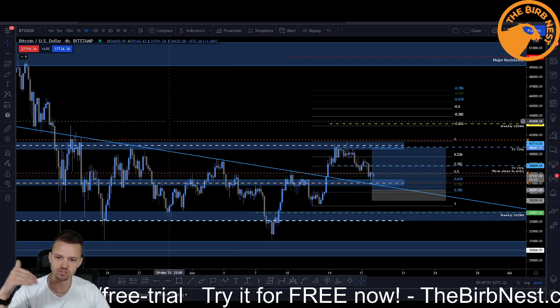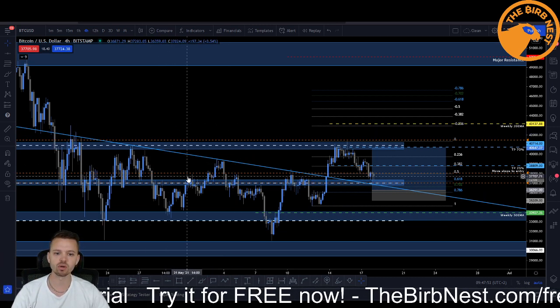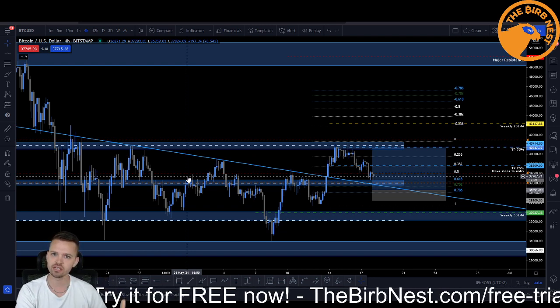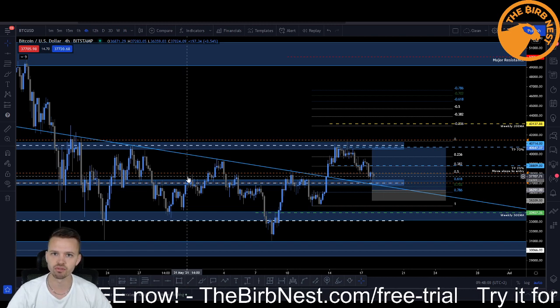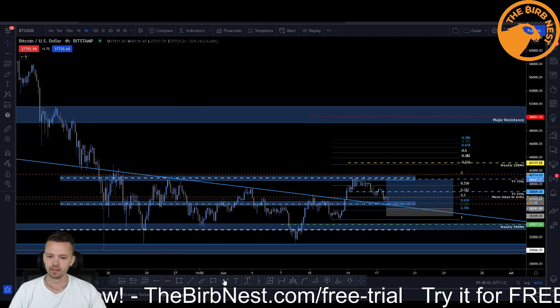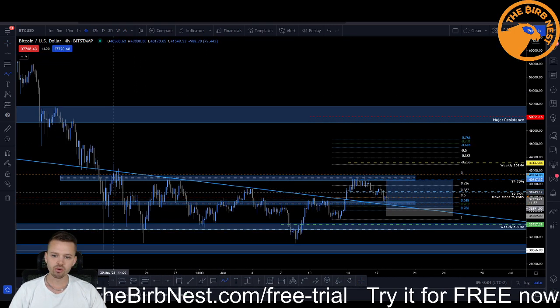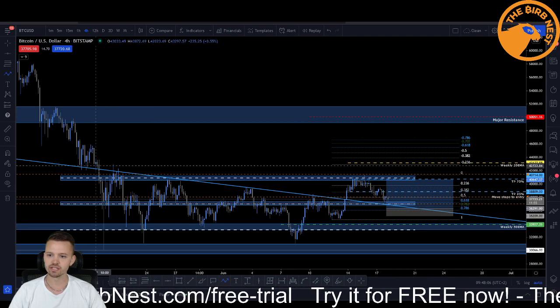So we started a potential downtrend. We're now in a range. The question is, will we break down and continue the downtrend? Will we break out and resume the high time frame bull market? This is the current range that we have been seeing from Bitcoin.